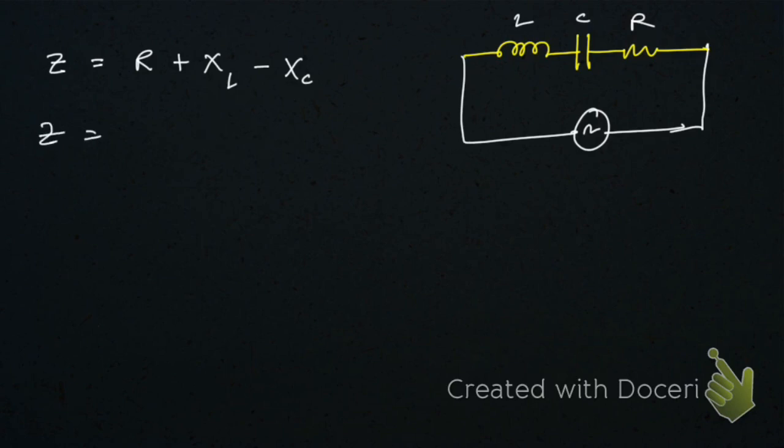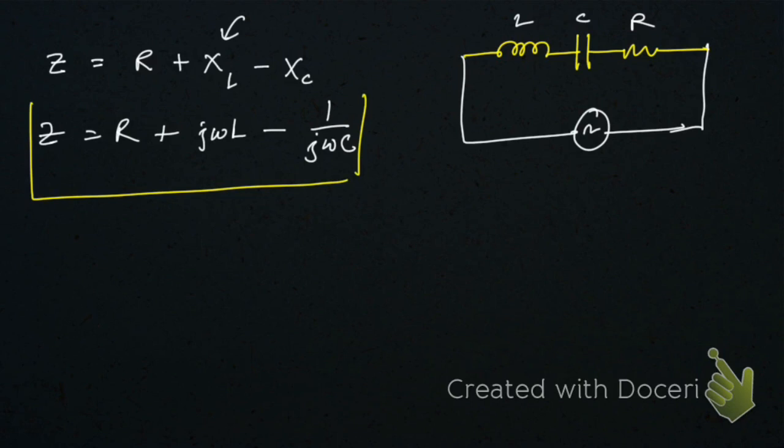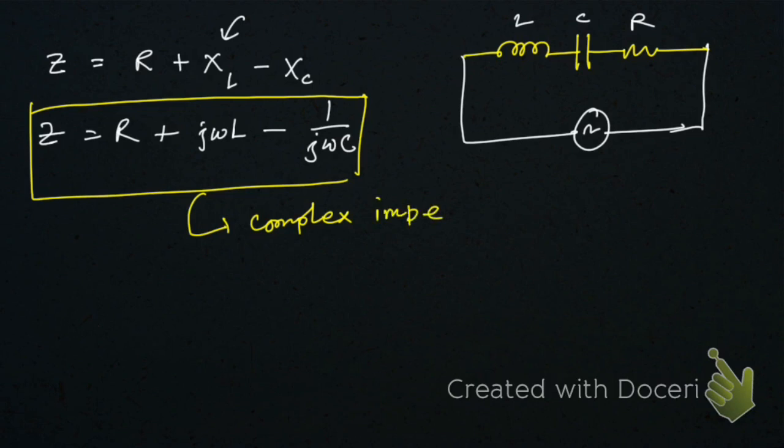And so our complex form of XL is j omega L, and that of XC is 1 by j omega C, right? So this is the complex impedance for the LCR circuit.